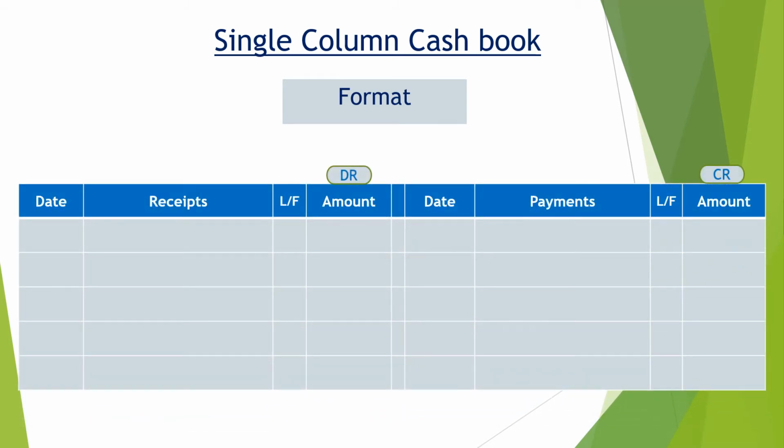In this book, there is a receipt side which is debit and the other side is for payments which is credit. The cash book itself is a cash account where its balance will appear at the end. The entries inside will be posted to their accounts in Journal Ledger. We will practice a few transactions to record in single column cash book and then after posting into Journal Ledger. Here we go.